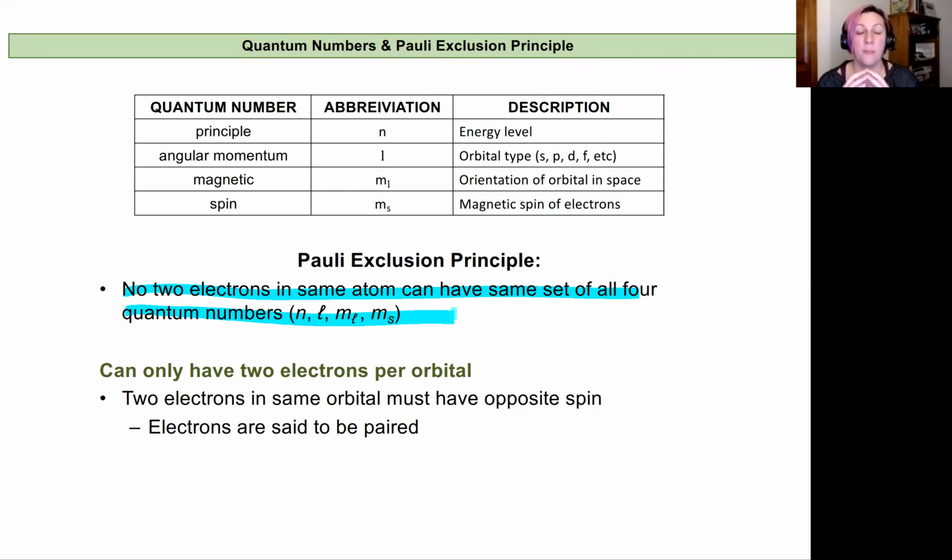And when they both occupy the same orbital, they have to have opposite spins. And we call this spin pairing. When two electrons have opposite spins, there is a connection between them. If one of their spins changes, the other will too, instantaneously. And so that's what we think of as spin pairing.